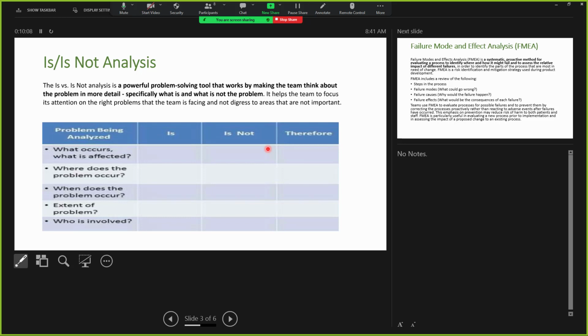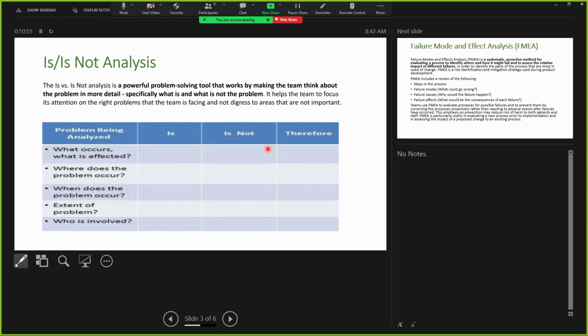As per the definition, is and is not analysis is a powerful problem-solving tool that works by making the team think about the problem in more detail, specifically what is and what is not the problem. It helps the team focus its attention on the right problem it is facing and not digress into areas that are not important. In computer language, I can say this is like an if and else statement. So here we need to identify what is the problem and what is not the problem.